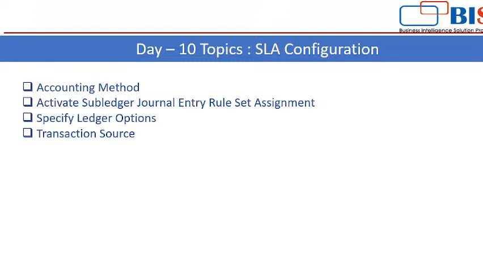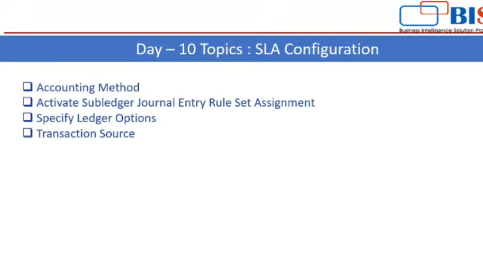Then we have seen how to create the accounting method for project module purposes. Then how to activate the subledger journal entry rule set assignment with the task. We have seen we can do it in the accounting method also, but there is a specific task for activating the subledger journal entry rule set. Then in the specify ledger option you have to select your accounting method. Then only the system will be able to pick your accounting method from the specify ledger option.